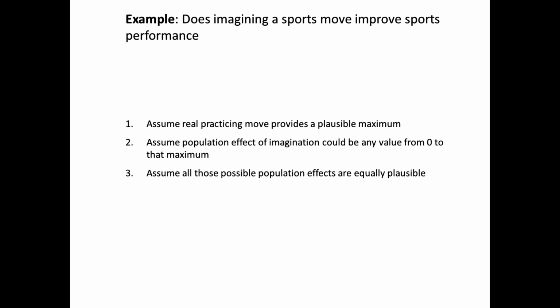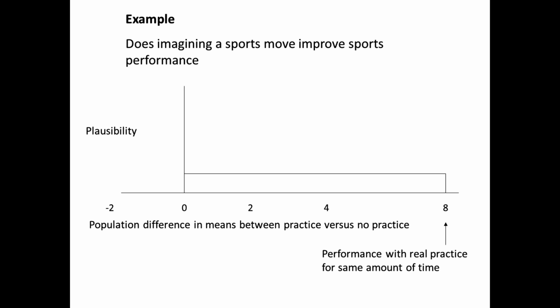So what would be the sort of simplest way of respecting that intuition? Well, you could assume any population effect of imagination from 0 to that maximum is possible. And you might say, well, why don't we just say equally plausible, just to be simple. So then that's how you get a uniform distribution.